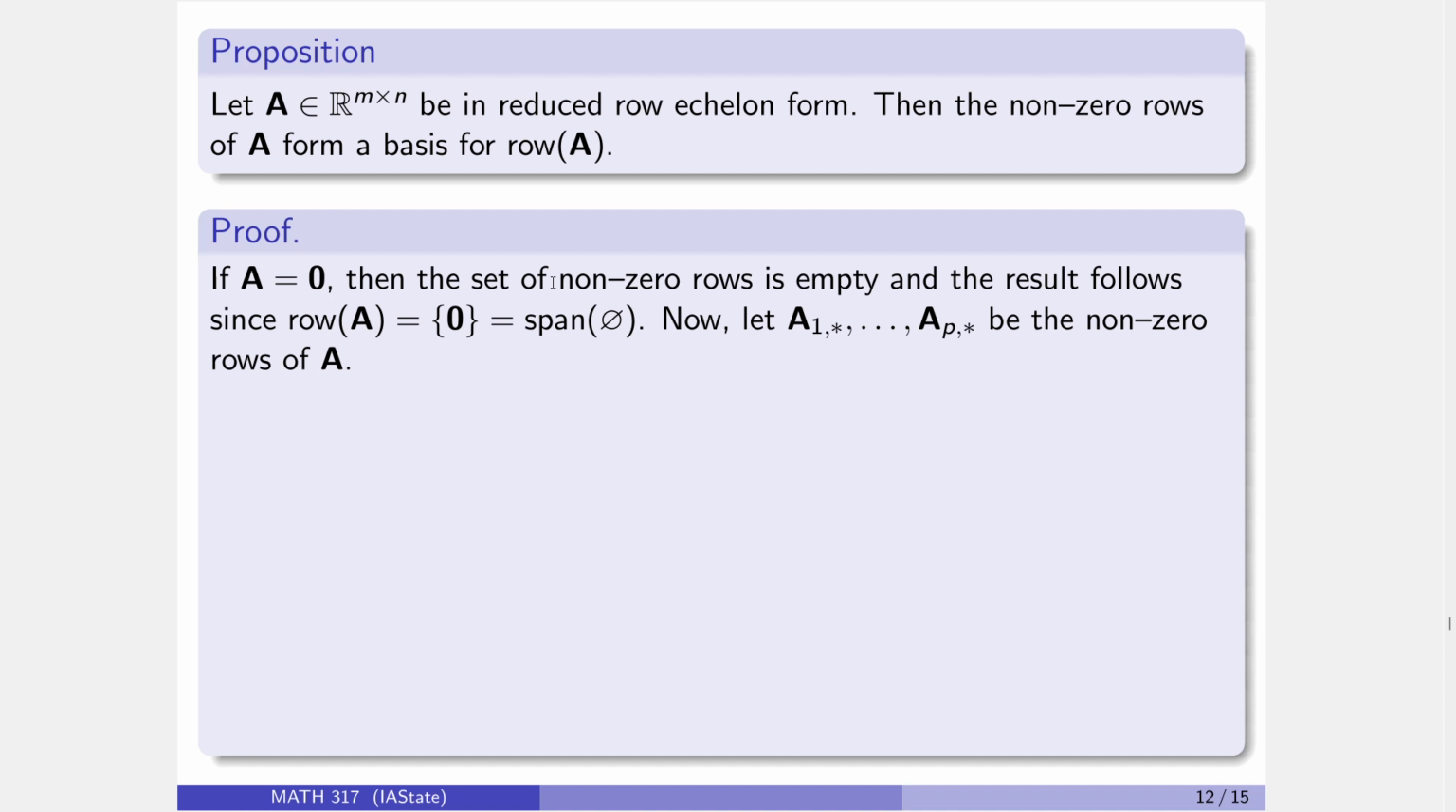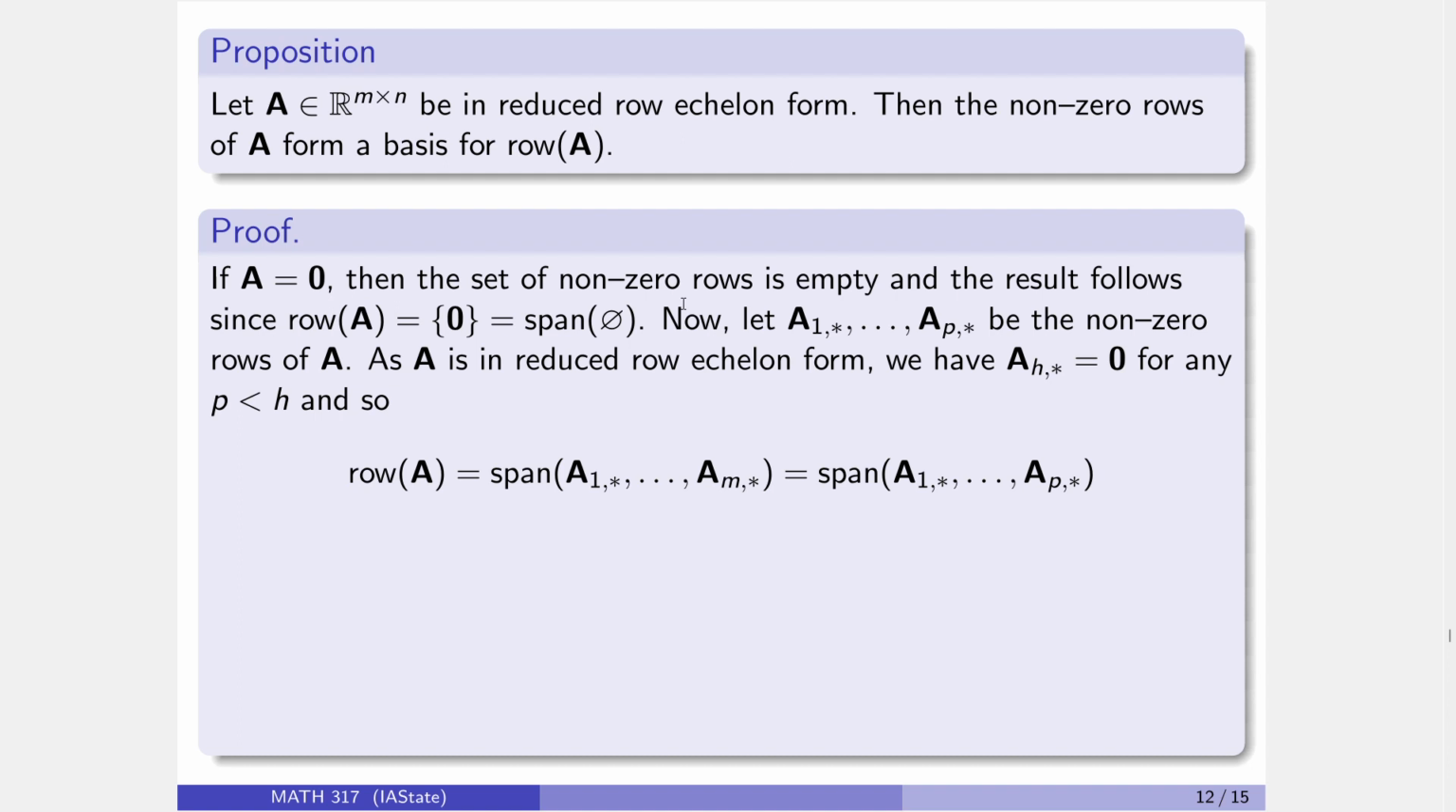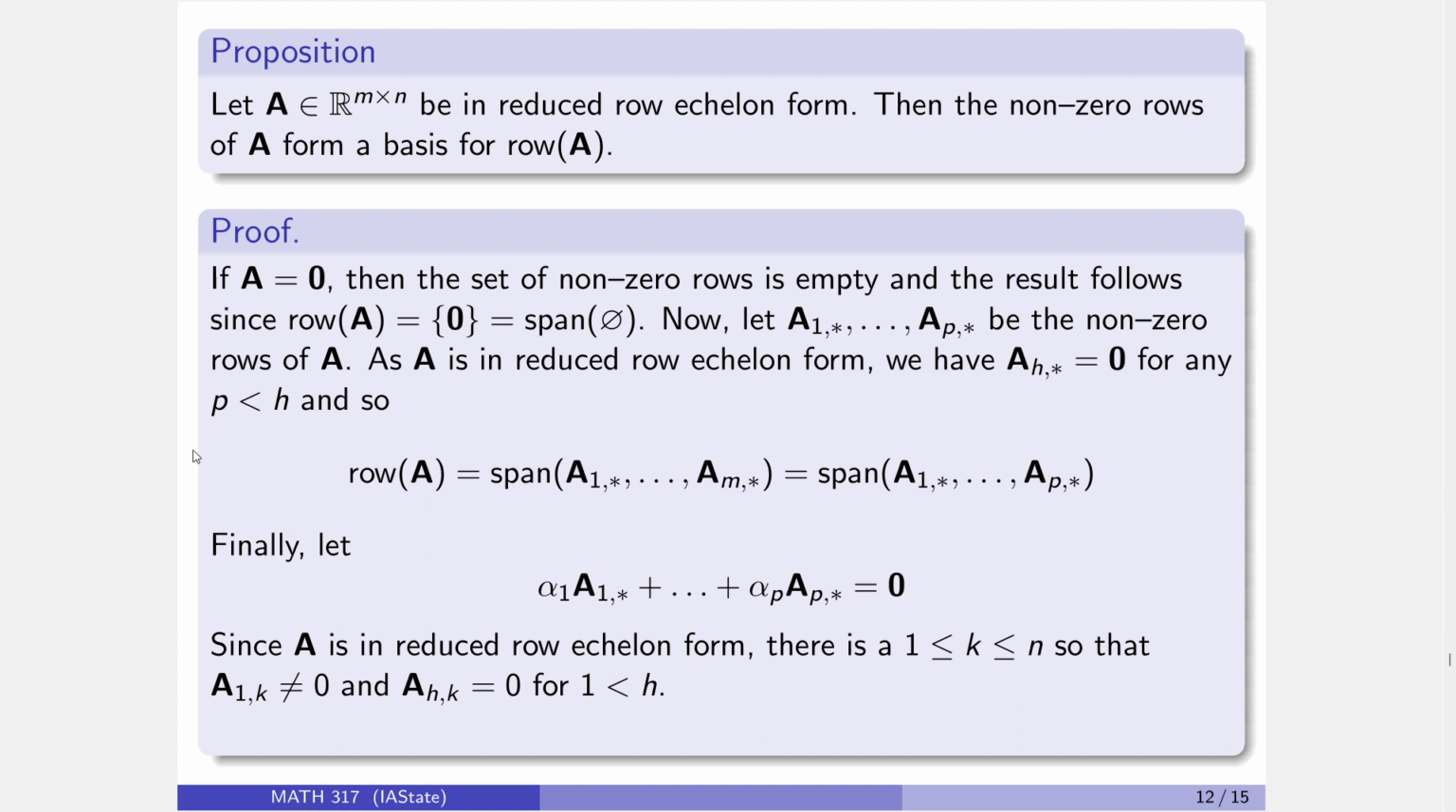Alright, so now let's suppose that A is not the zero matrix, and let's say you've got some non-zero rows. Since we're in reduced echelon form, that means all the zero rows are at the bottom, so the span is just the span of the non-zero rows. So now we just need to check for linear independence, so make your linear combo, set it equal to 0. Now, since we are in reduced echelon form, that means there's some point along the columns of the first row where we're non-zero, and everything below it is equal to 0. Right, because I've got the staircase pattern going on.